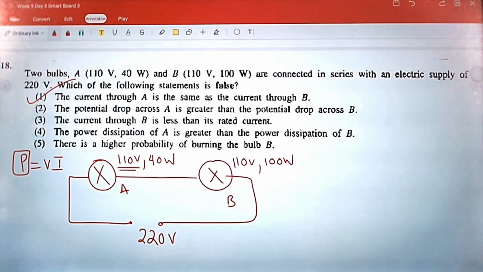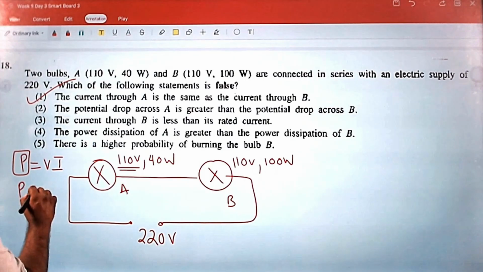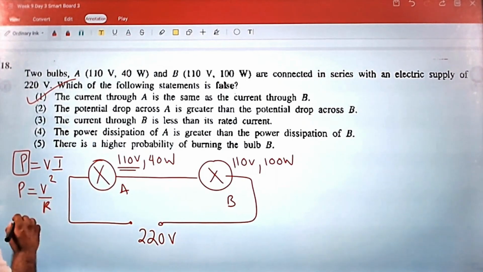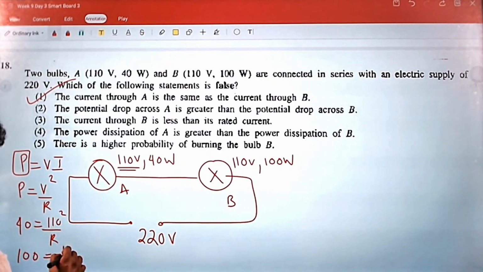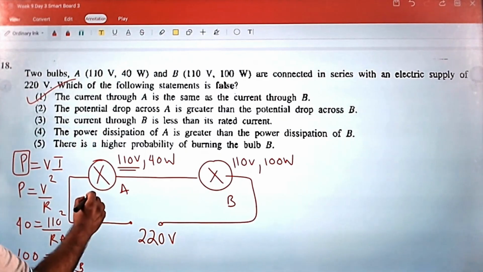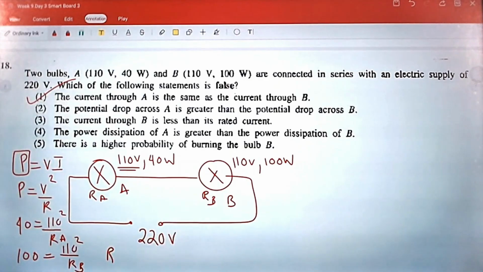So you can use this to find the resistance. Power is equal to V squared over R. 40 equals 110 squared over R, and 100 equals 110 squared over R. So you can look at the resistances RA and RB. RA is going to be larger than RB. Larger resistance means larger voltage. Correct.